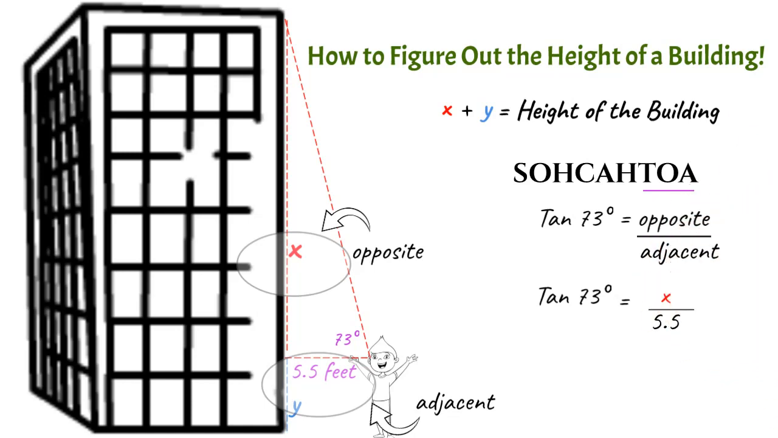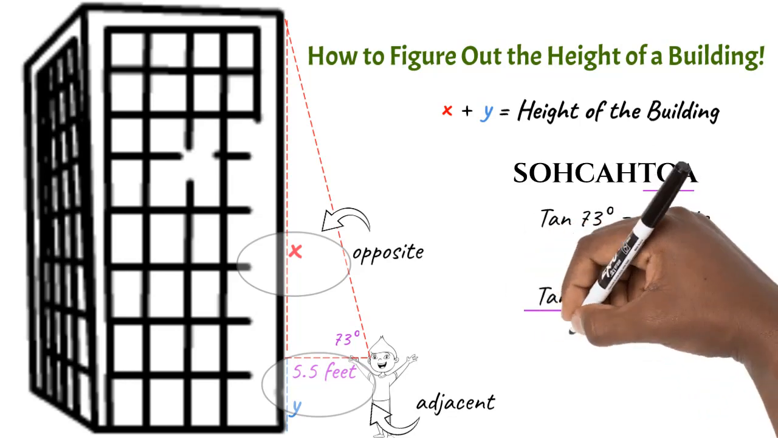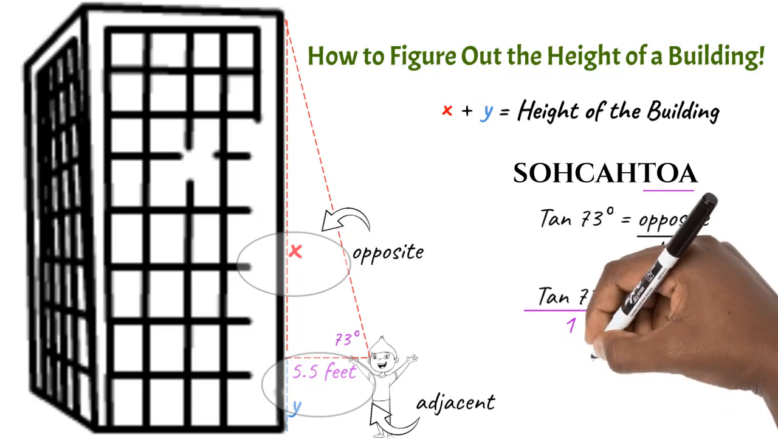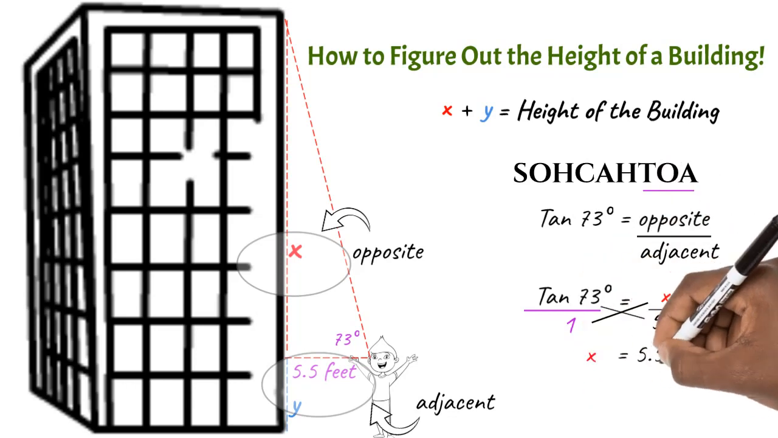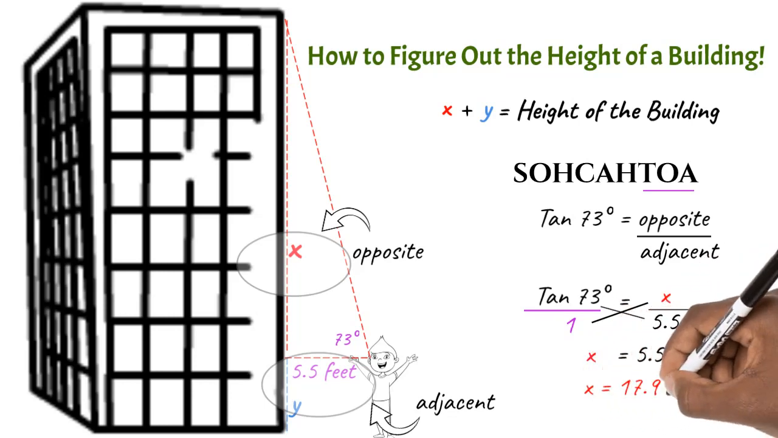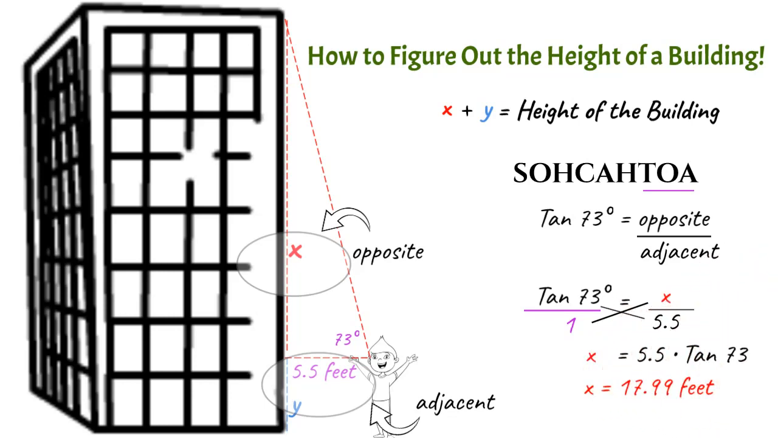Since there is a fraction with an unknown on the right, we can put tan 73 over 1 and cross multiply. X is equal to 5.5 times tan 73. X is equal to 17.99 feet.